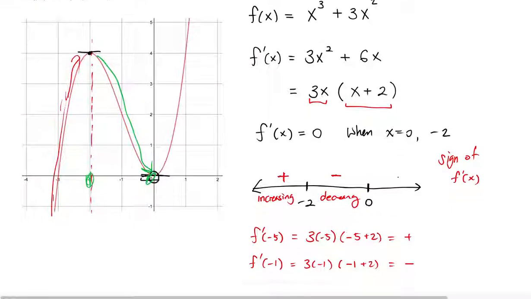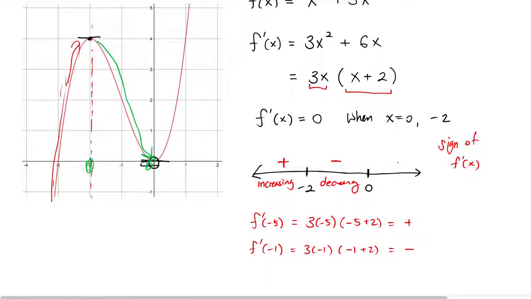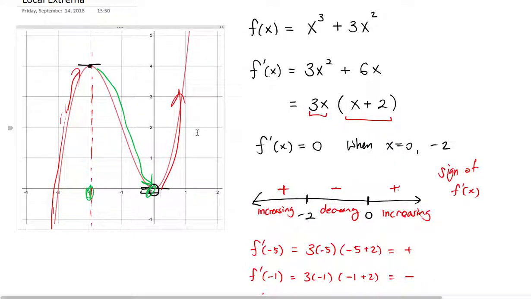And lastly, I'm going to check to the right of 0. So anything bigger than 0, I'll use 1. 3 times 1 is positive, and 1 plus 2 is also positive, so I'm going to get a positive number there. So the graph is increasing in this interval. And you can see that from this graph here.